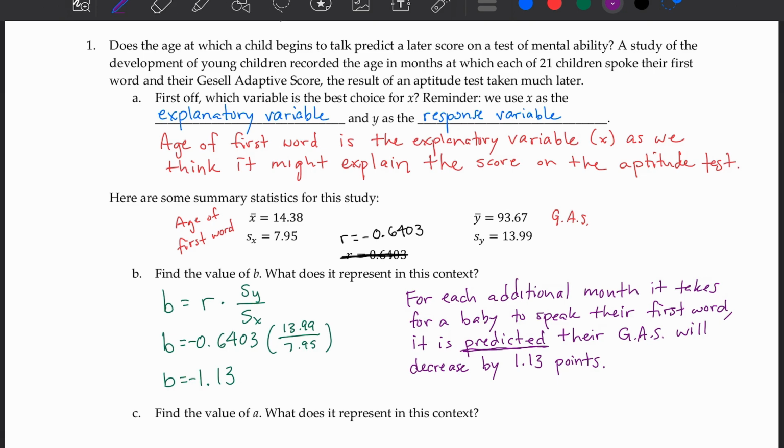We have the real data in front of us. If somebody spoke first at 12 months and then 13 months, we would not see that on the GAS that they have literally a 1.13 point difference there. Instead, it's just what the model predicts it would be, okay? So we have to make sure we use that word predicted in all of this. All right, so let's go ahead and move on down to C now.